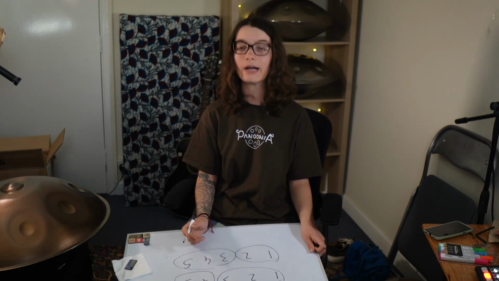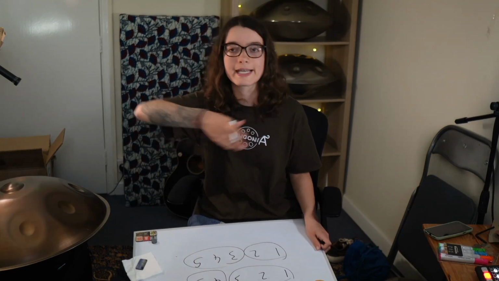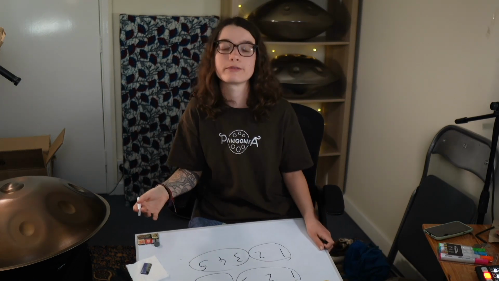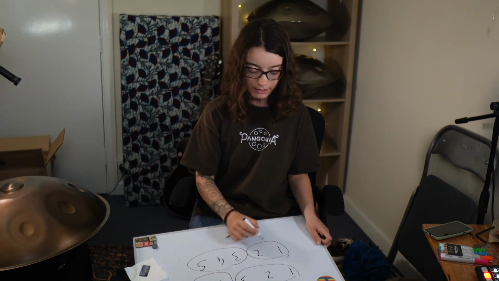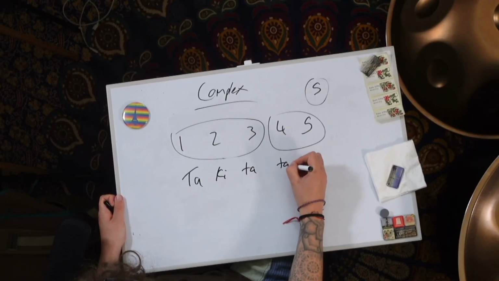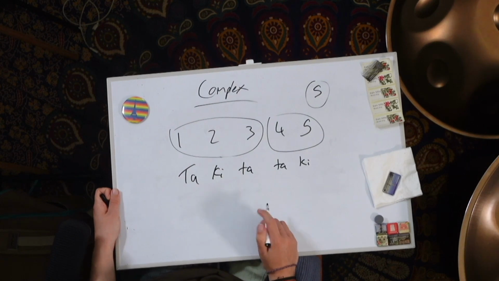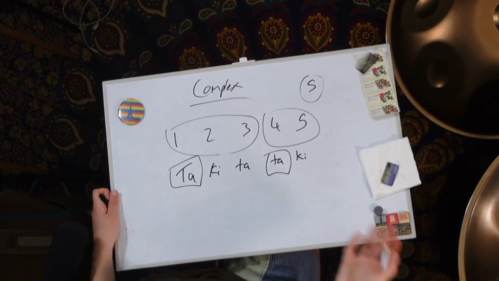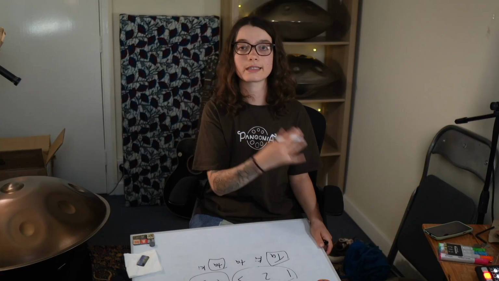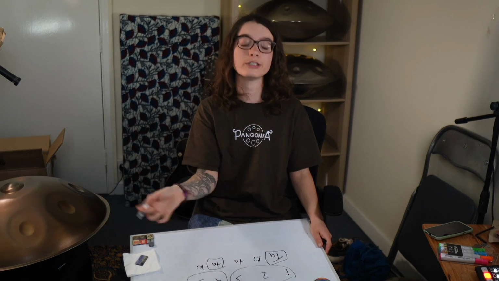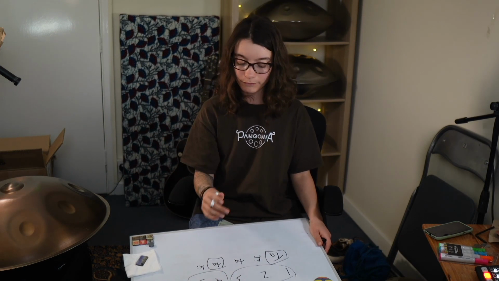And the way that we can count that to make it easier for ourselves, so we don't have to count to a ridiculously high number every time, is by borrowing from konnakol. So for the 3 and the 2, we can say taki ta taki, like this. And we accent here. Taki ta taki, taki ta taki, taki ta taki, taki ta taki. 1 2 3 4 5, 1 2 3 4 5.